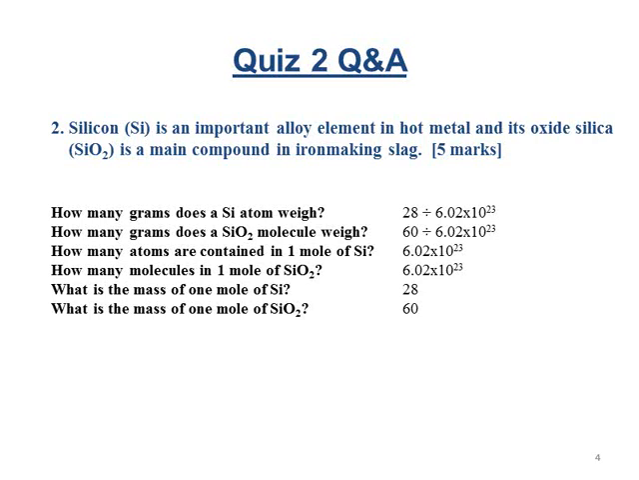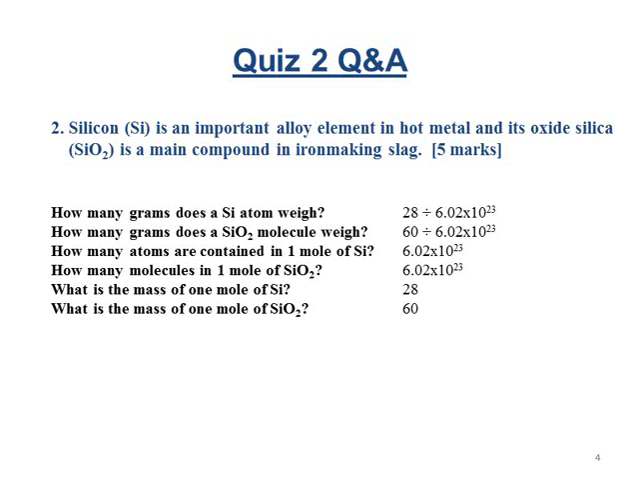The second question, how many grams does a silicon oxide, an SiO2 molecule, weigh? Well, the molar mass of that molecule is 60. Oh, excuse me. On the first one, how many grams does a silicon atom weigh? The answer to that would be 28.